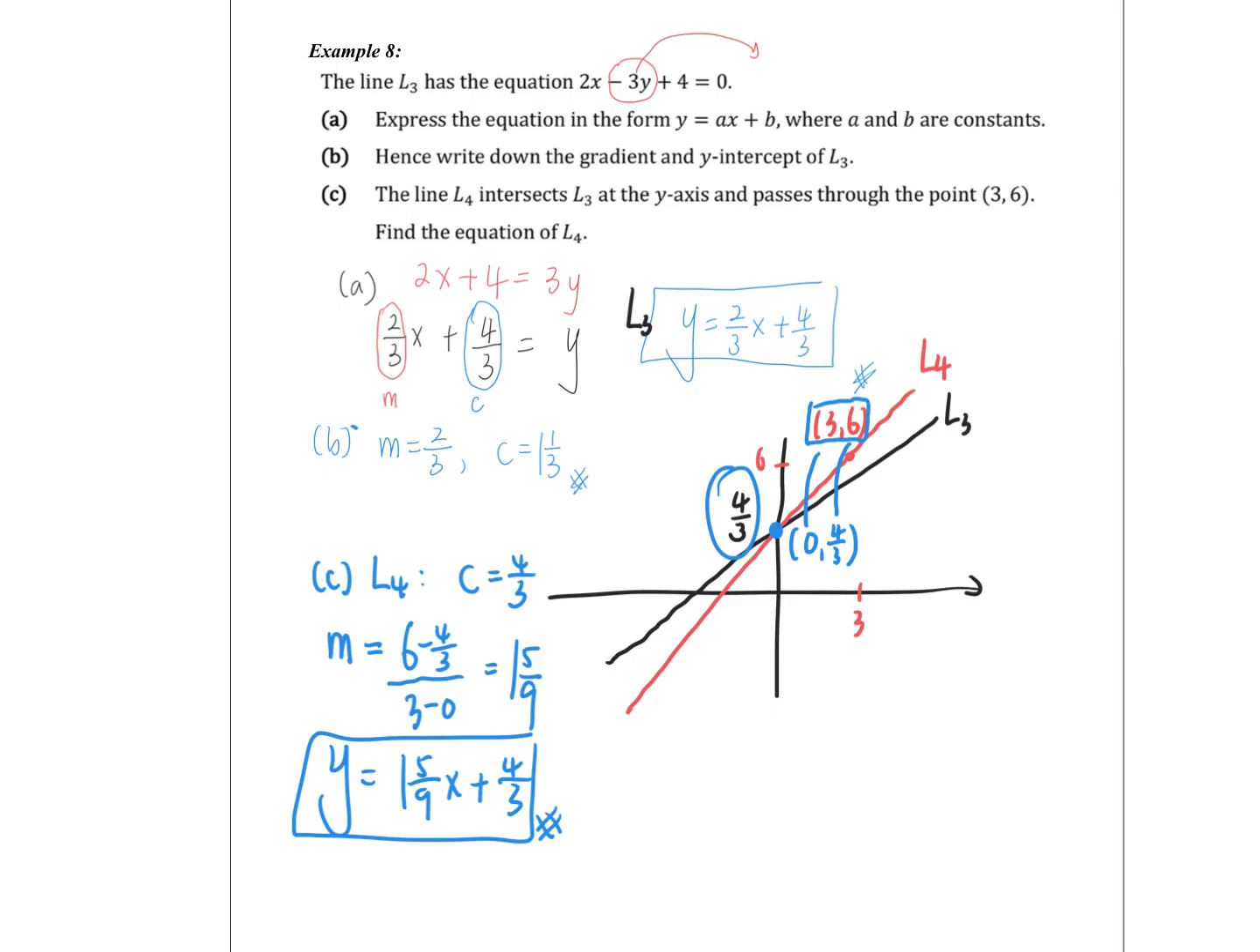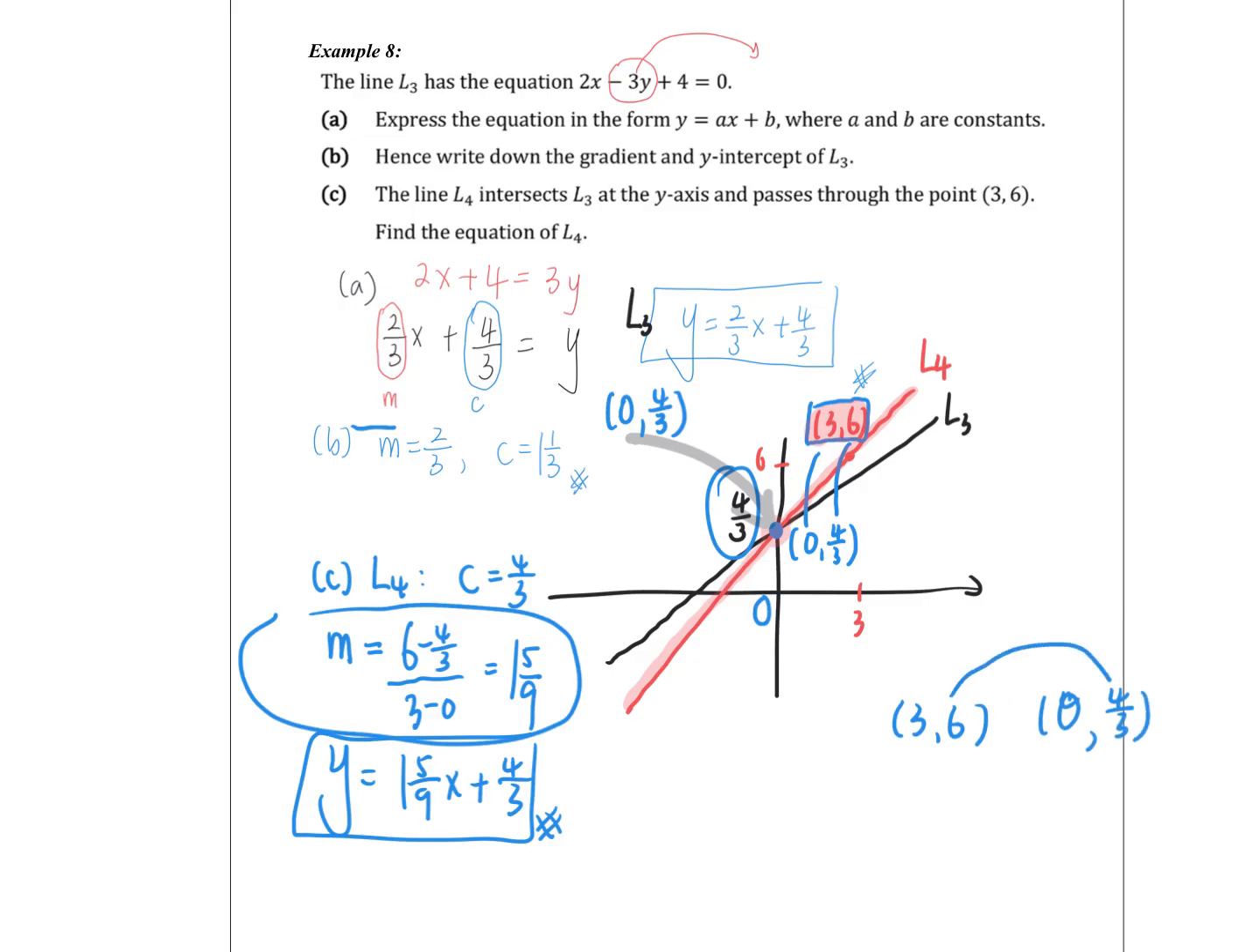This one, how did I get it? Okay, so I know line 4 is the red line, right? So they already tell me the red line passed through this point, and this red line also passed through this point. So this point I can read from the coordinate that the x is 0 and the y is 4/3. So using these 2 points, I can find the gradient. So you can use y2 minus y1 over x2 minus x1 to find the gradient.